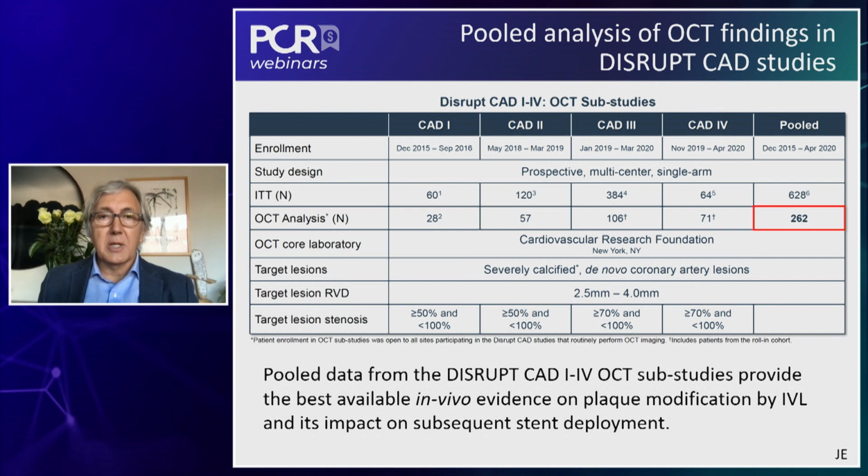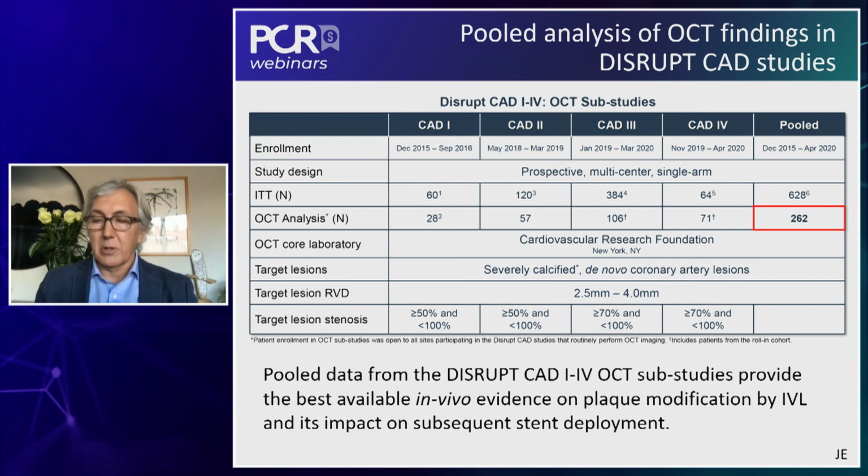Yeah, it's a very timely question, because as you will see in the slides I'm going to show you, we now have the first big evidence coming from a large data set. If I can, I'll show some slides. A large data set coming from the Disrupt CAD sub-studies using OCT. All this data has been put together, and I believe it is the most compelling evidence we have obtained in vivo about the presence of calcium in coronary stenosis and its modification by intravascular lithotripsy.